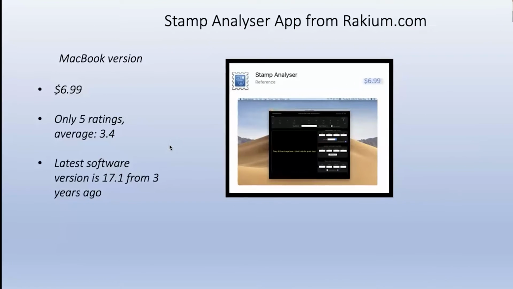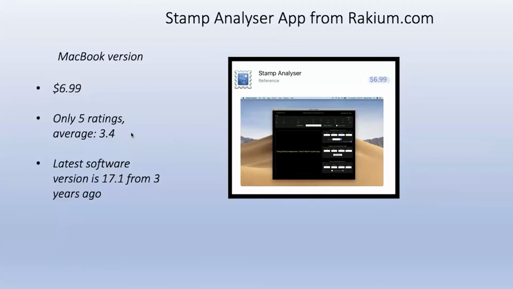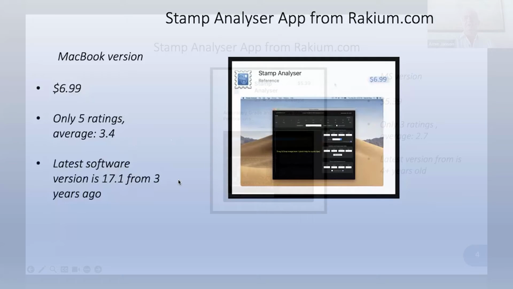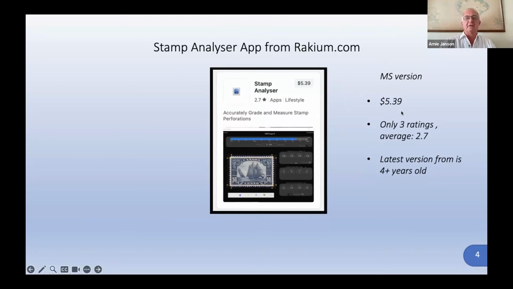Here is the app that you get from MacBook, $6.99. There's only 5 ratings, rating 3.4 average. Latest software is version 17.1 from 3 years ago. The Microsoft version is 539. It may be $6.99 Canadian, I'm not sure. It's only 3 ratings, and their latest version is from 4 years ago. It's obviously an app that the developers haven't put a lot of effort into. They're not selling many copies of it, maybe, I don't know.